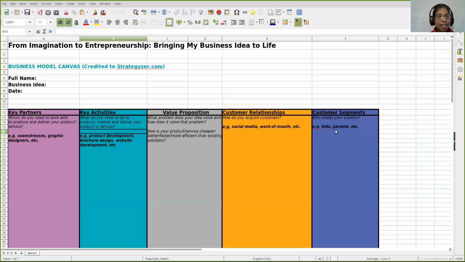Okay, the next one is key activities. So, what do you need to do to either produce, market, and deliver your product or service? Do you need to develop a website? Do you need to design a brochure? Do you need to develop the product further? What do you need to do to produce, market, and deliver your product?